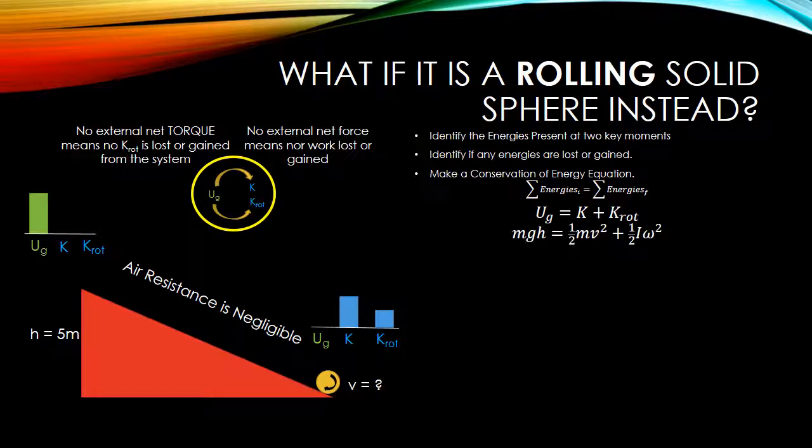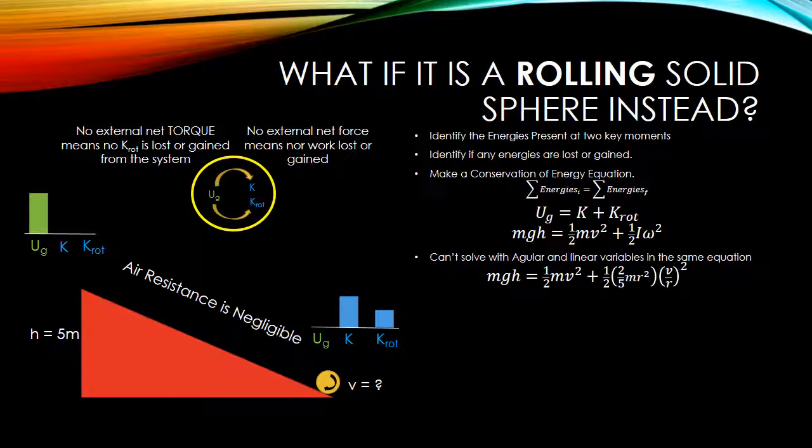This then equals mgh, which equals 1/2 mv squared plus 1/2 I omega squared. Now, an important note is that you can't really solve this equation with both rotational and linear velocities inside the same equation. So you've either got to turn them all into angular or all into linear, and the best thing to do is usually turn it all into linear.